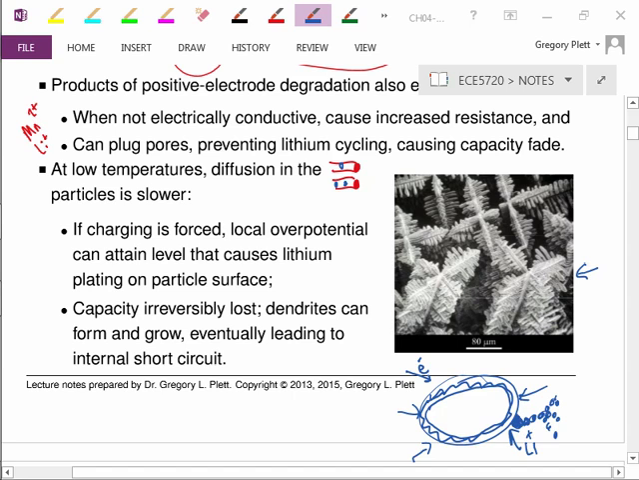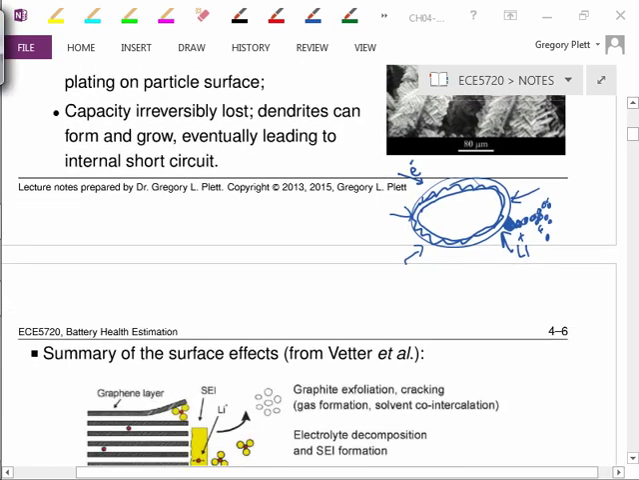So we have these metal things, and they can pierce the separator and cause a direct short circuit between positive and negative electrode, which of course makes the cell not be able to hold charge any longer. And because of the high currents that flow in the short circuit, it can lead to overheating and even fire. So this is really bad news. We don't want lithium plating to happen.